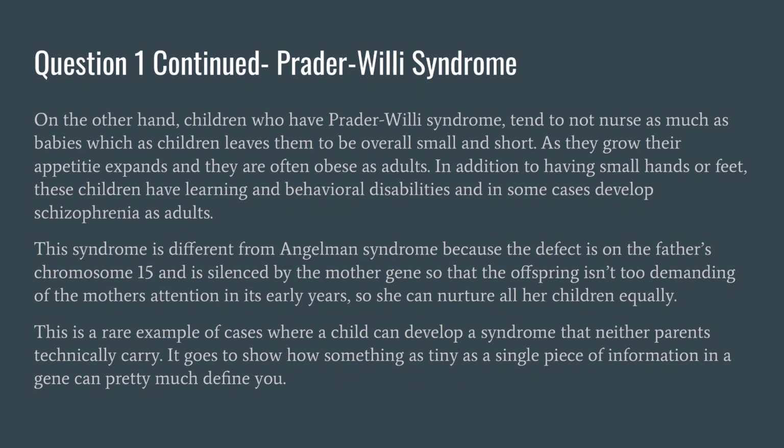On the other hand, children who have Prader-Willi syndrome tend not to nurse as babies, which later in life leaves them short, with small hands or feet, learning and behavioral disabilities, and in some cases developing schizophrenia. As they grow, their appetites expand, and they are often obese as adults. The difference is that the defect is on the father's chromosome 15 and is silenced by the mother's gene so that the offspring isn't too demanding of the mother's attention in its early years, so she can nurture all her children equally. This is a rare example of cases where children can develop a syndrome that neither parent technically carries.